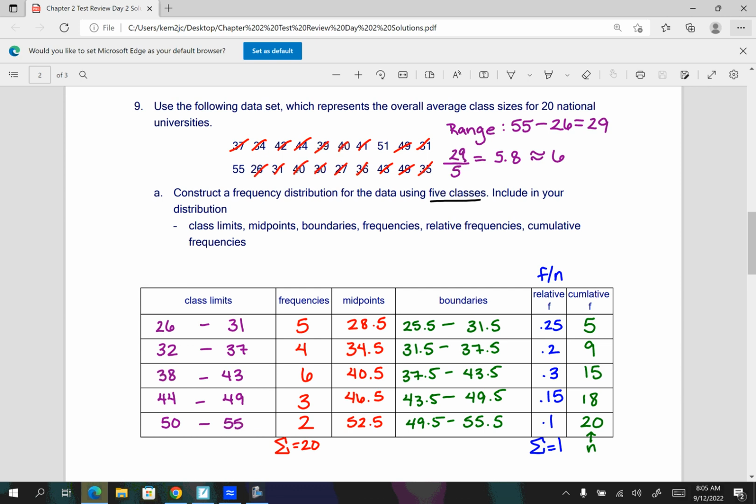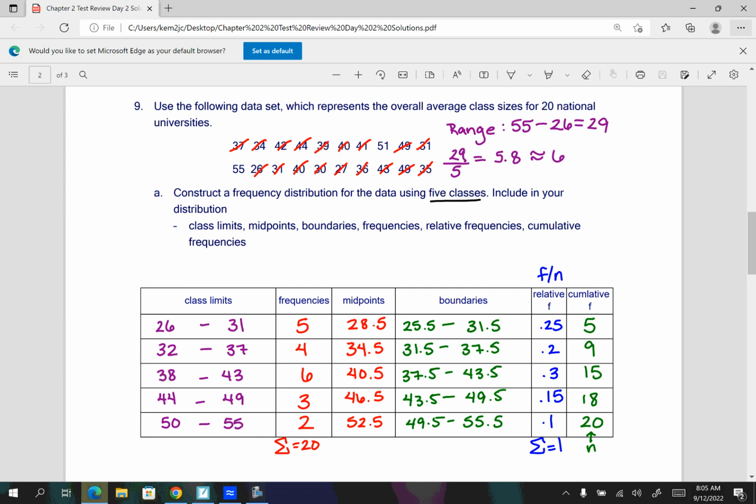So for this one, if we're making our frequency distribution table, the first thing you want to do is figure out the size of our classes, our class width. So to do that, we do the range first, biggest minus smallest, that gave me 29. I divide by how many classes. In the instructions here, it said 5 classes, so we know to divide by 5.